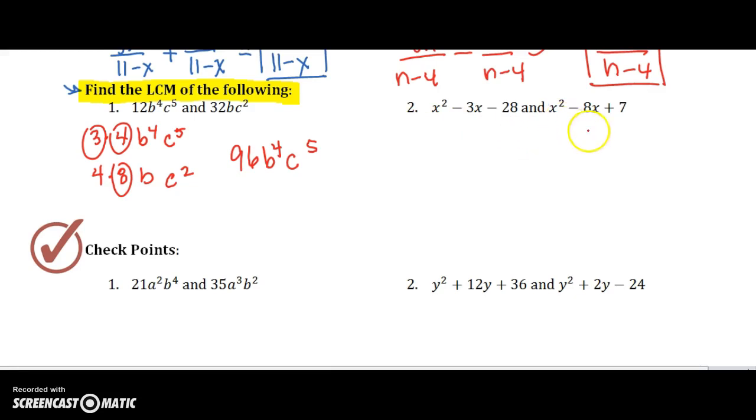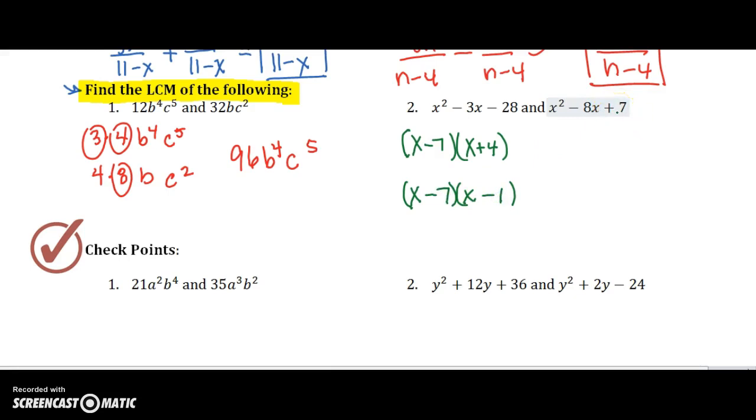So what is the least common multiple between these two trinomials? Well, this is going to require us to do some factoring. So let's see, multiples of 28 that subtract to give us 3. How about negative 7 and positive 4? Multiply to give us negative 28, add to give us negative 3. And then for the other one, it's same sign, both negative because of this positive sign. So it's got to be 7 and 1 because 7 is prime.